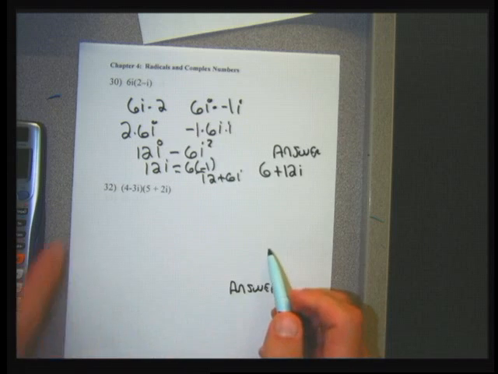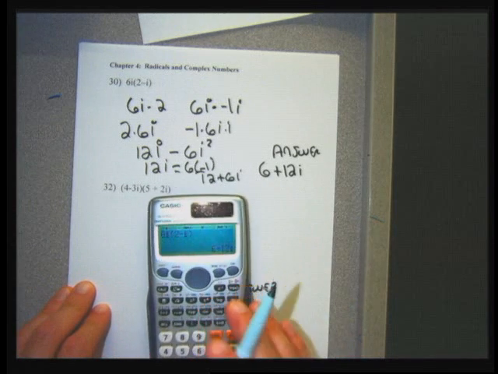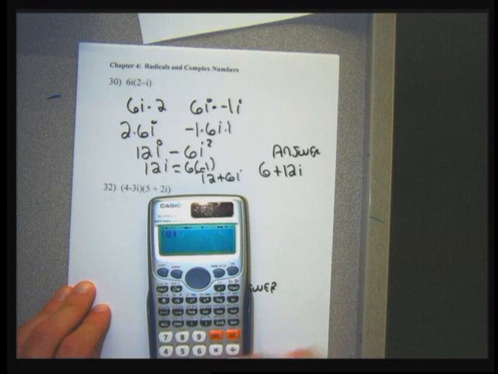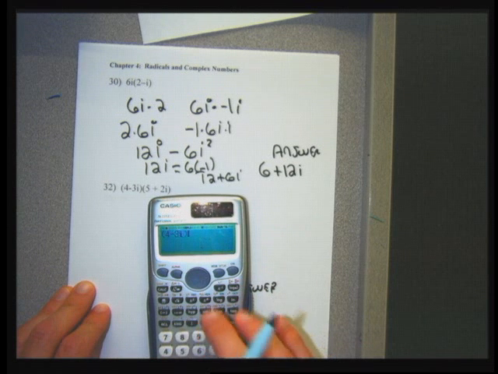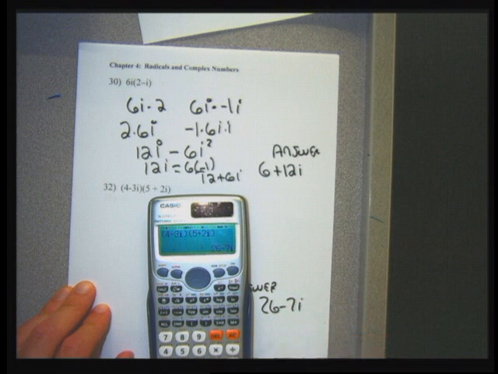32 is a foiling problem. And again, I'll just rip it out on my calculator as quick as I can. So I'm going to go 4 minus 3i times 5 plus 2i. And for my answer, I get 26 minus 7i.